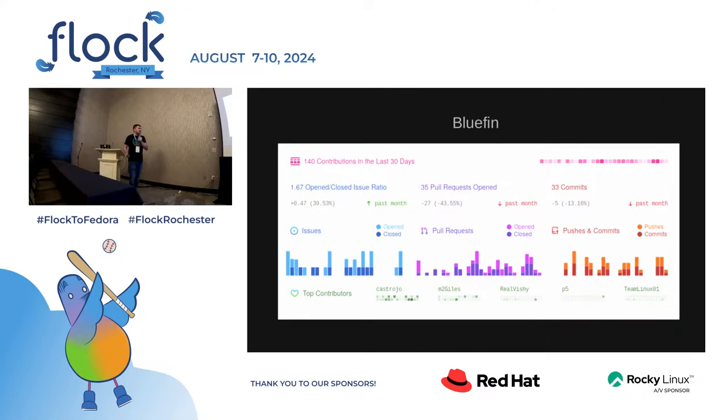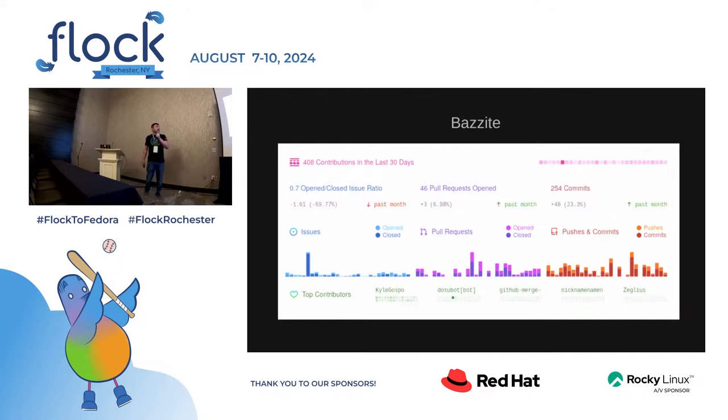This is just some basic contributor metrics for Bluefin and for Bazzite, showing we are a very busy project. Yes, we have a set of core contributors that have access to the GitHub organization, but ultimately this is a community effort, and we would not be where we are without the community. And Bazzite, again, a very busy project.